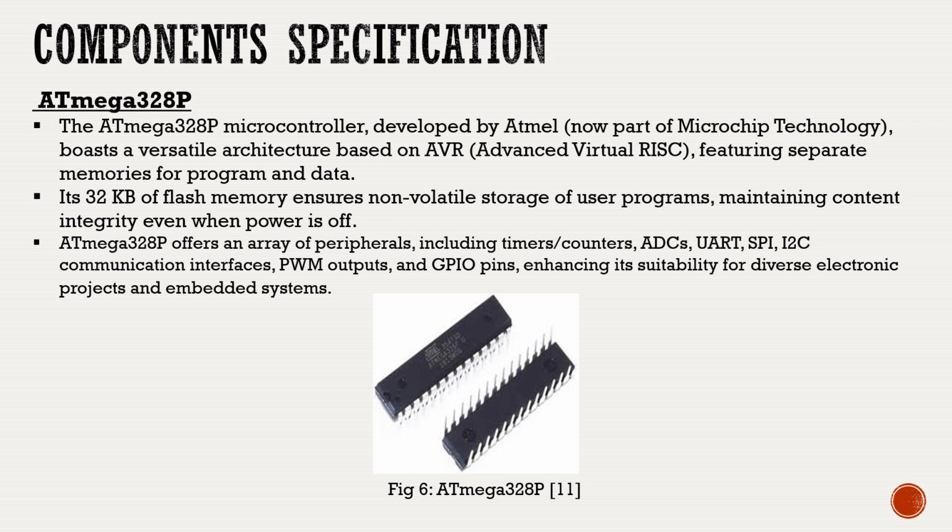So next we are moving to the component specification. First one is the ATmega328B. It has 32 KB of flash memory, which ensures non-volatile storage of user programs, maintaining content integrity even when power is off. The next one is that the ATmega328B offers an array of peripherals, including timers or counters, UART, SPI, I2C communication interfaces.